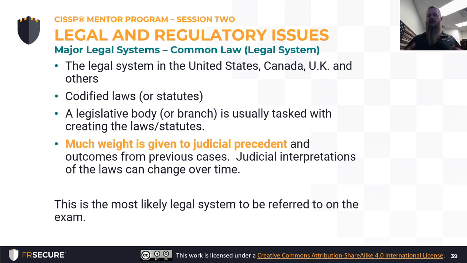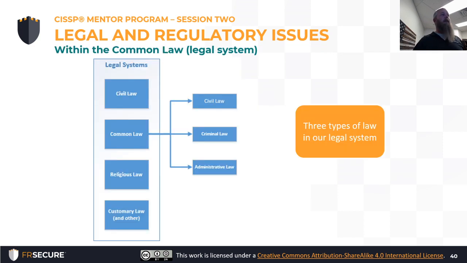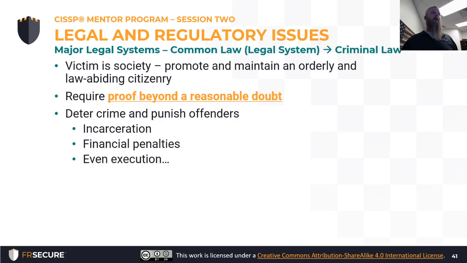Because when a law is initially written, it's hard to read in a lot of cases the intent behind that law. But as it gets interpreted by the courts, it becomes a lot more focused. So that's that. Within the common law legal system, there are three types of laws: civil law, criminal law, and administrative law. You'll need to know these. You'll need to know the basics of these. So these are very testable.